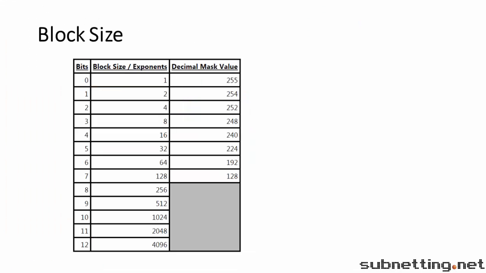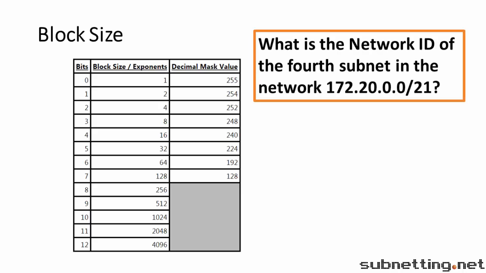Now let's discuss the block size. The block size is basically just a mathematical tool which makes it easier to do subnetting quickly when dealing with more than 8 bits at a time. Here's an example question which will make it clear. What is the network ID of the 4th subnet in the network 172.20.0.0/21? To answer this, we could start by determining the subnet size.